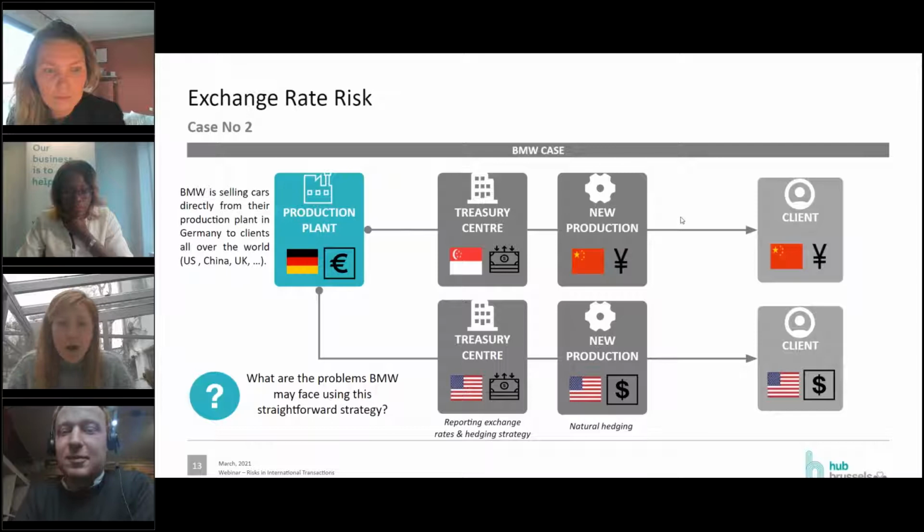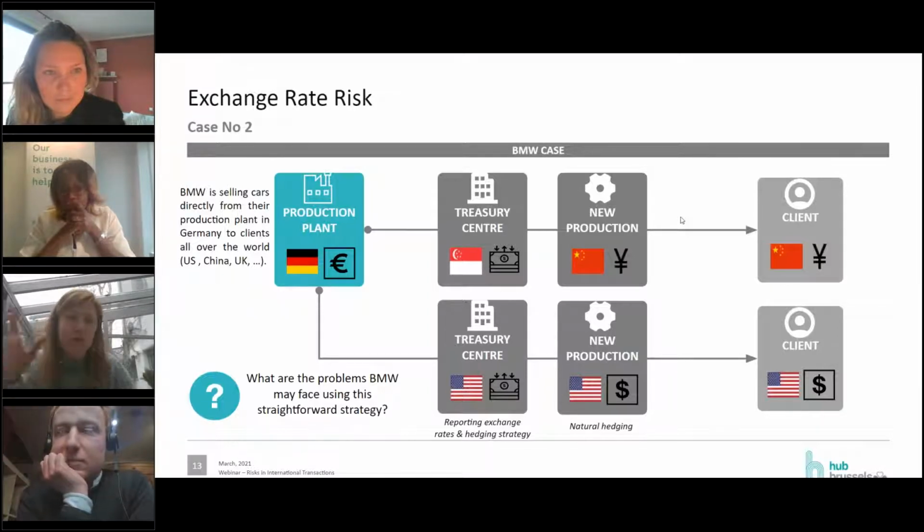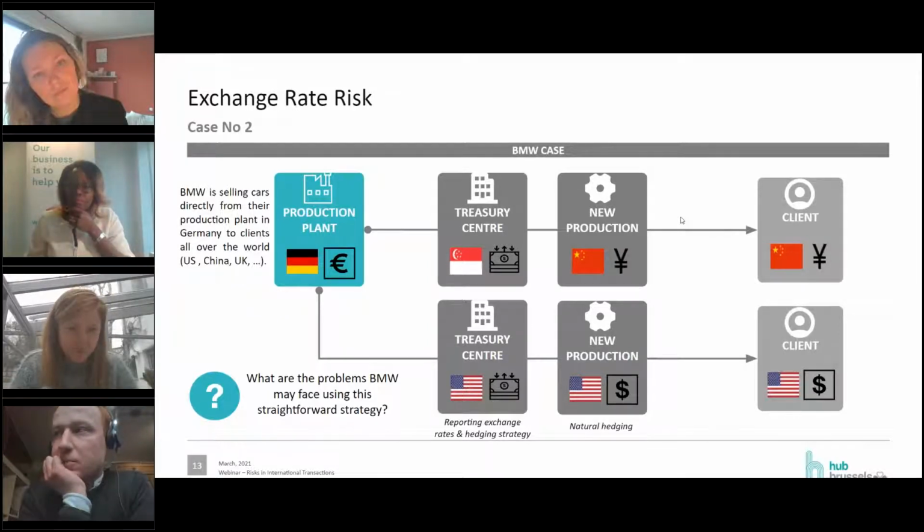Here we took a real case scenario, which is taught in a lot of international commercial and business classes, so we thought it was a good idea to bring it here. It's the BMW case. A couple of years ago, BMW had a plant in Germany with raw materials imported, I think, from Japan and China. They were serving the entire world directly from their hub in Germany.